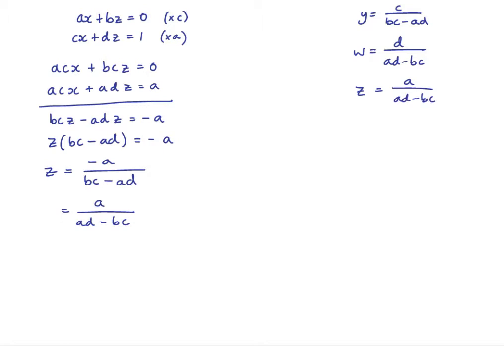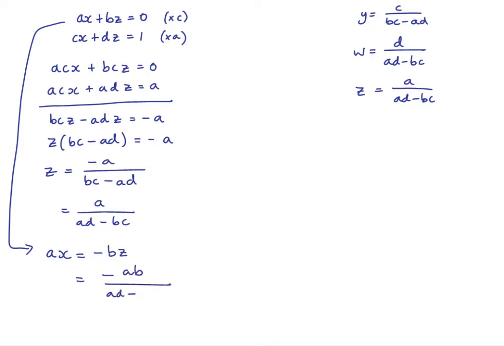And then we just need X. So I'm going to substitute back into the first equation, because the first equation tells me that AX equals negative BZ. So that is negative AB over AD minus BC. So I've just substituted Z in here. Dividing both sides by A, we've got A on both sides, so X is just negative B over AD minus BC. Now I'm going to leave that negative in the numerator.